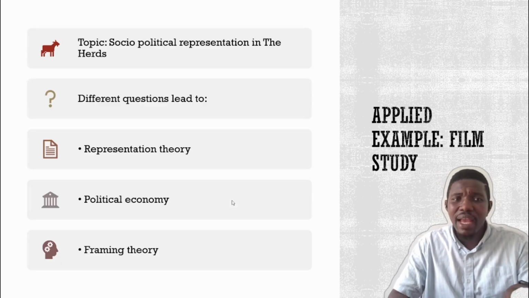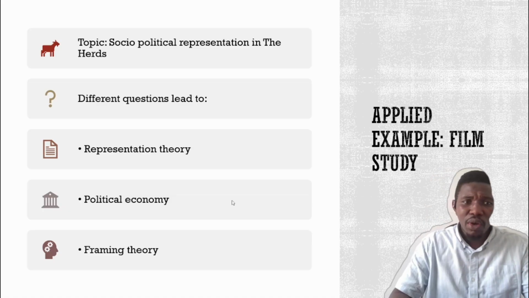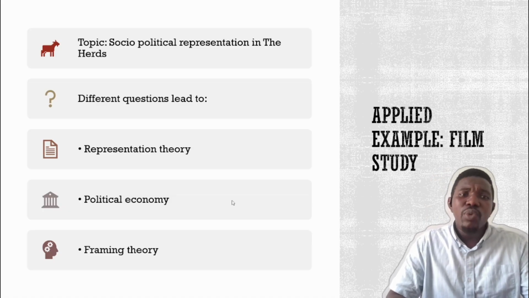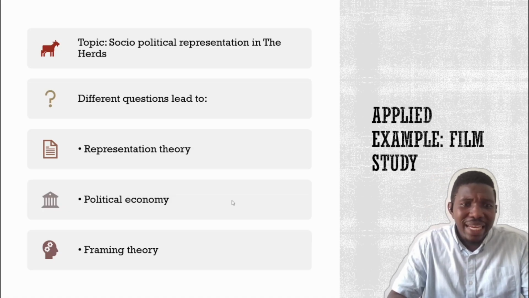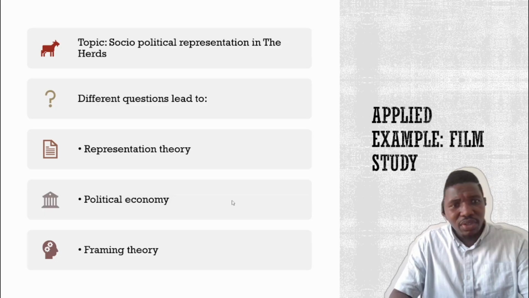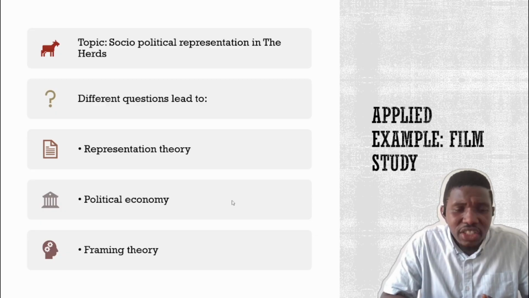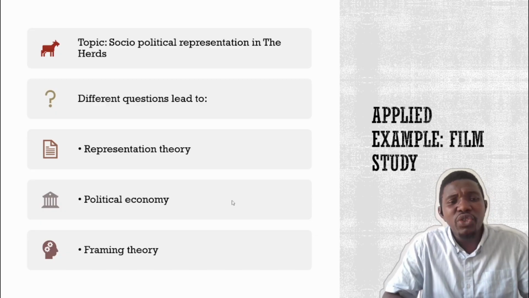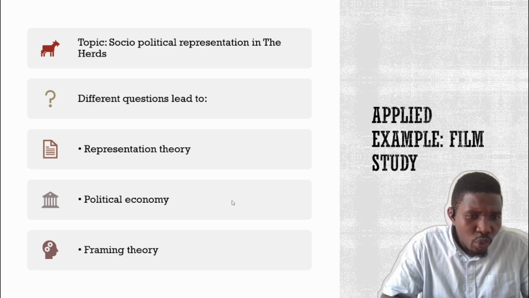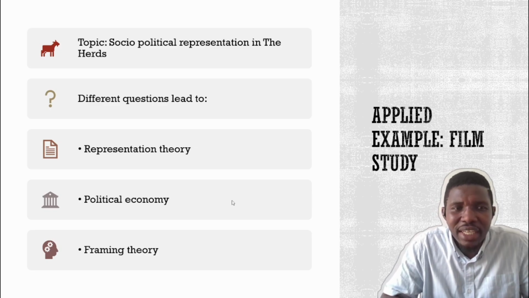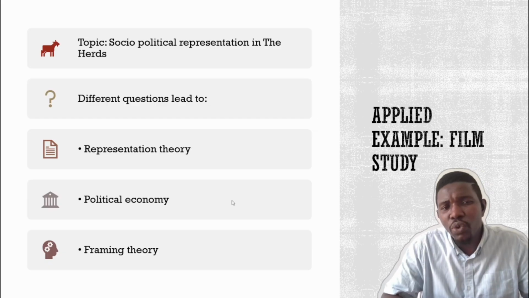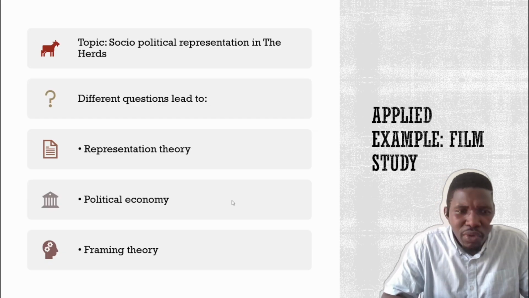Let me give you an example. This is an applied example within the context of the question I was asked. Now we have social political representation in X-Men. Someone wants to study X-Men. The question should lead to: is this theory speaking to representation? Does it speak to political economy? If you're looking at social political representation, then political theory should come in.